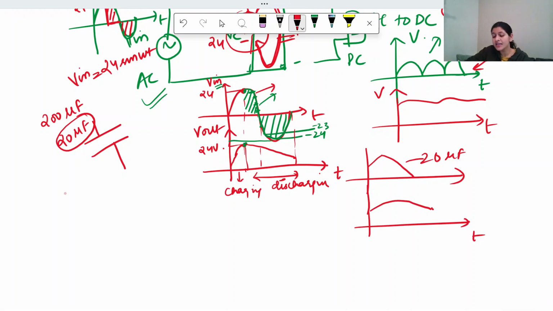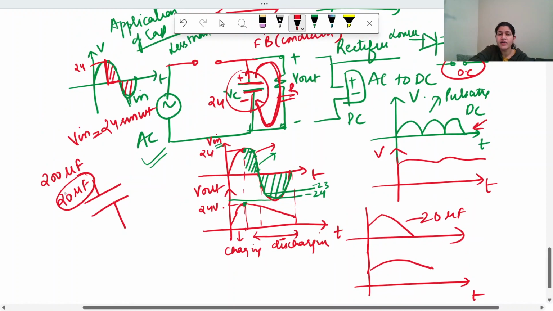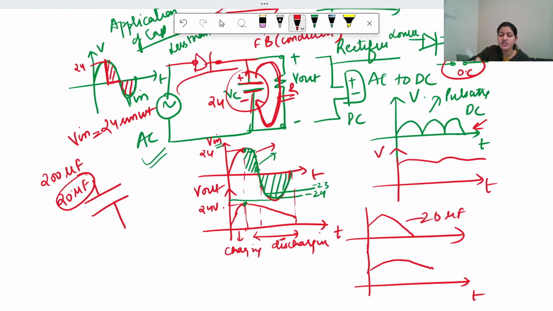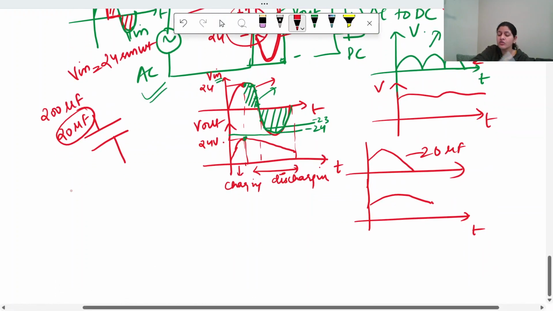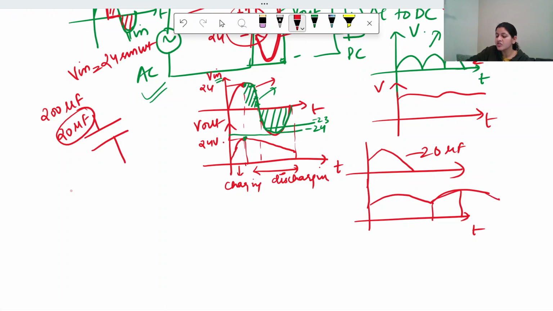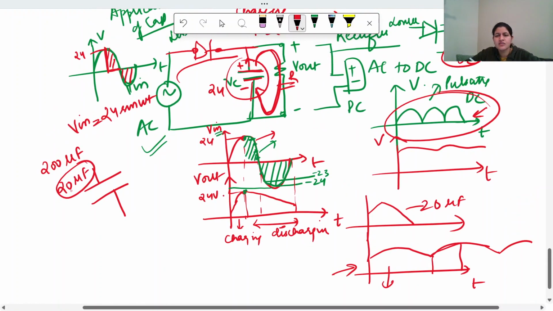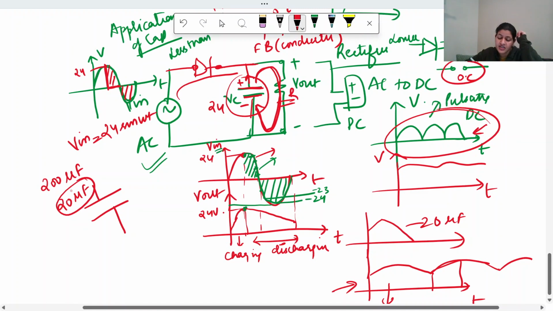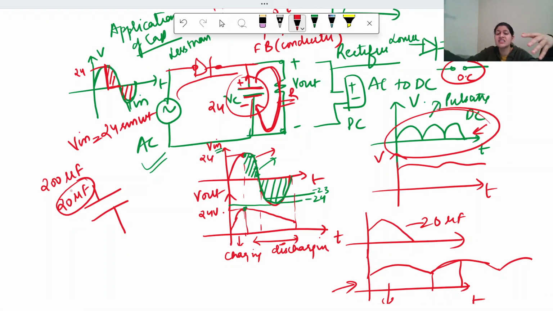And here, let's say that again the diode becomes forward biased, conduction starts again, and the capacitor tries to charge. So again there will be charging, then discharging, then again charging. This looks like a better DC waveform, right? This is a better DC waveform compared to this. Okay, so briefly, this was an application of how a capacitor helps in smoothing the DC waveform coming at the output of this rectifier circuit.